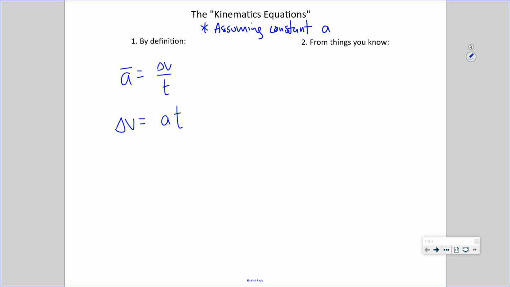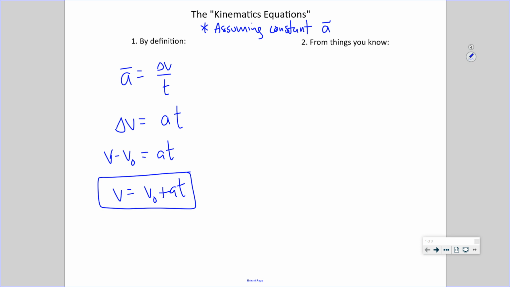constant acceleration. Okay, I can write delta V as V final minus V initial. Now, College Board notation is not to use F and I, but to use no subscript for final and to use naught for initial. And we can rewrite this to say V naught plus AT. This is the first of what a lot of people call the kinematics equations. Like I said, it's nothing more than the definition of acceleration rearranged, but it's written in such a way that it looks a little different.